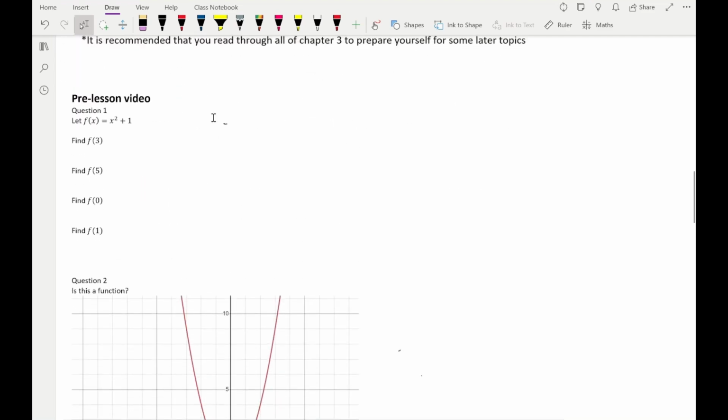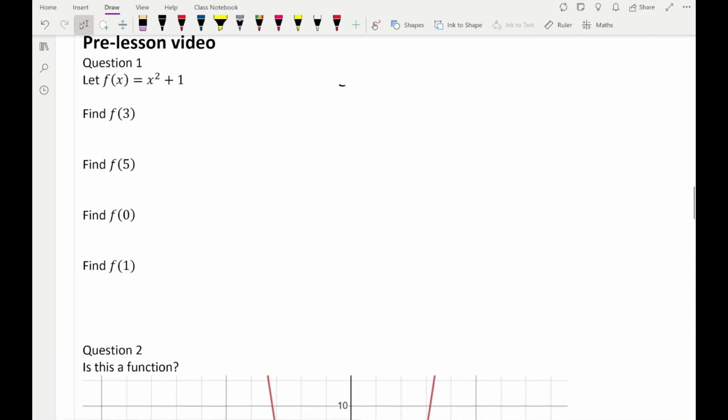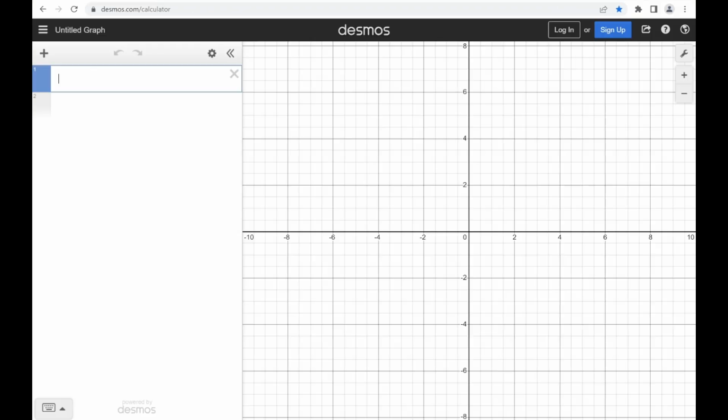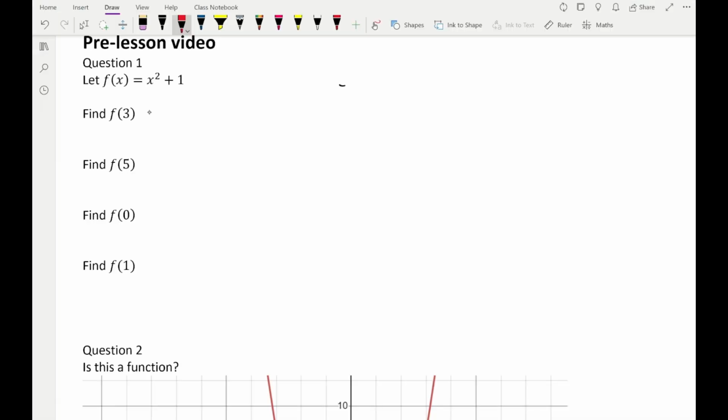So let's see an example. We've got this function here, f of x equals x squared plus 1. And what that actually represents is this graph. Anyway, let's plug in some values. So f of 3 is going to be 3 squared plus 1. You just put in the x values, so that's 10. F of 5 is 5 squared plus 1, which is 26. F of 0 is 0 squared plus 1, which is 1. F of 1 is 1 squared plus 1, which is 2.